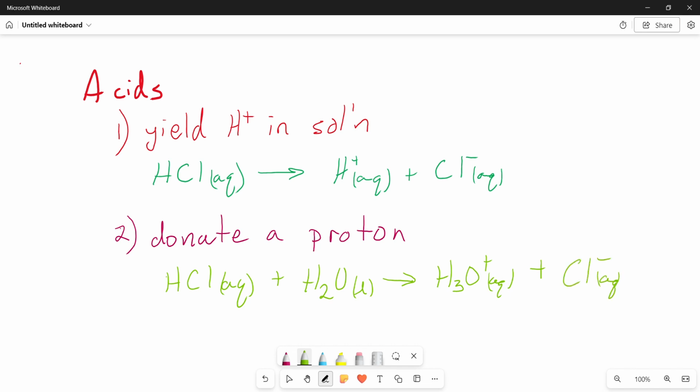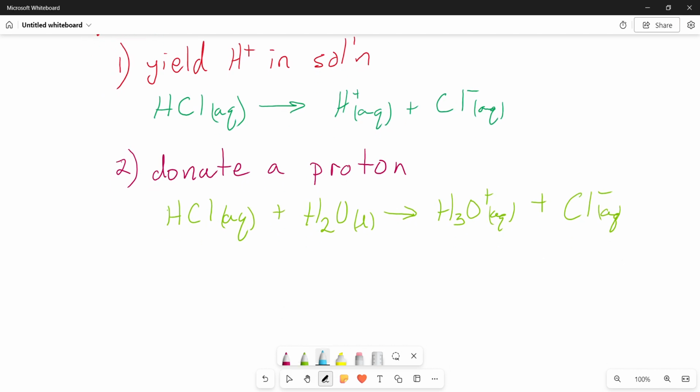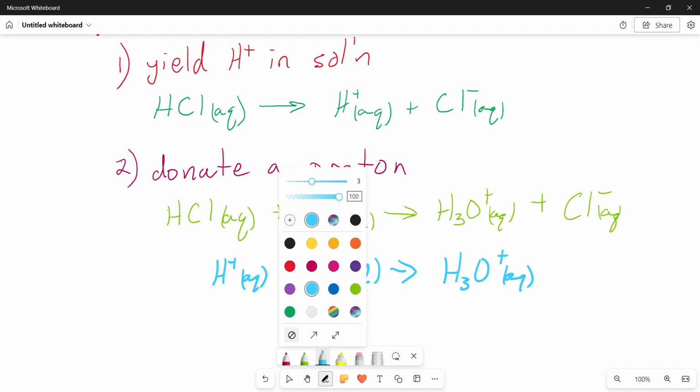Now you might look at this and recognize that it's pretty similar to the reaction above. It's just we've added a water molecule to both sides. Because this H3O plus is really just H plus aqueous plus a water molecule. And that gives us H3O plus aqueous. So that's where that comes from. And this is what we call the hydronium ion.